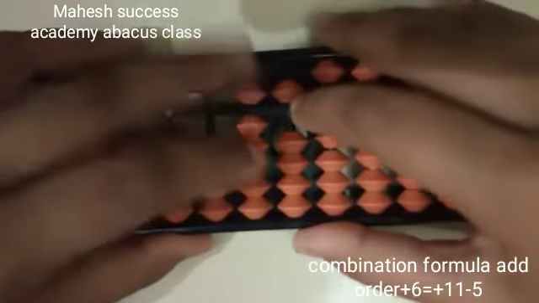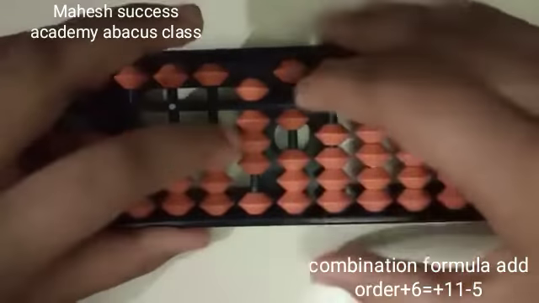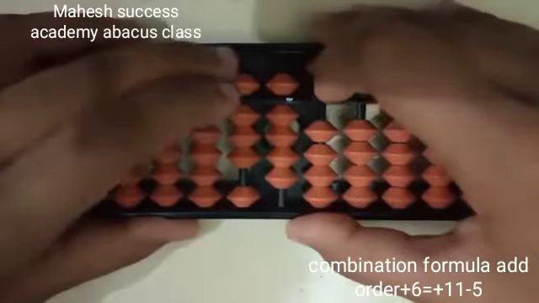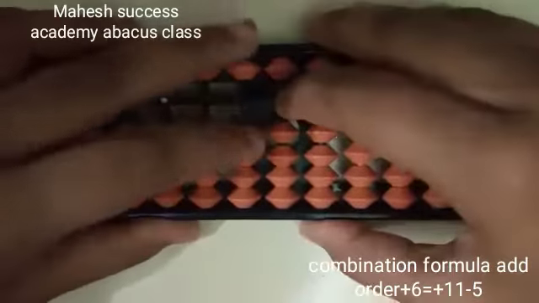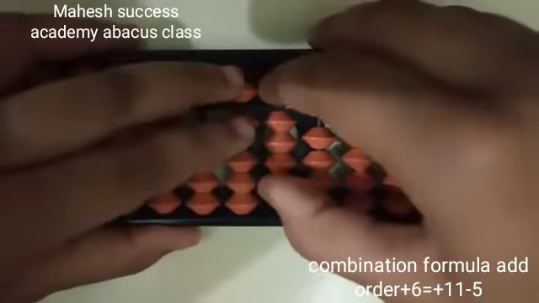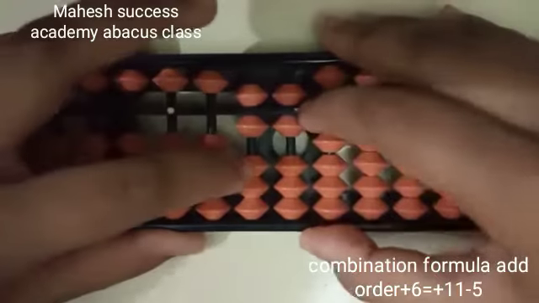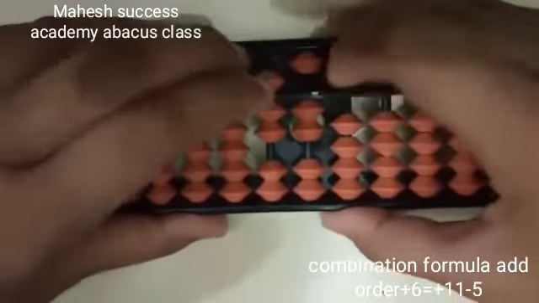Add 75, add 6 is add 11 less 5, add 8, that is 89. Add 69, less 3. Add 6 is add 11 less 5, that is 72. Add 52.